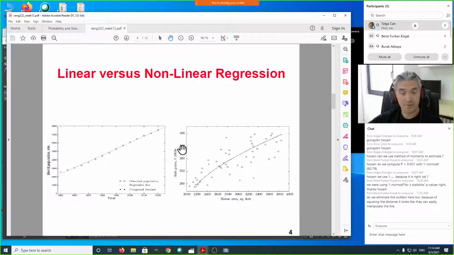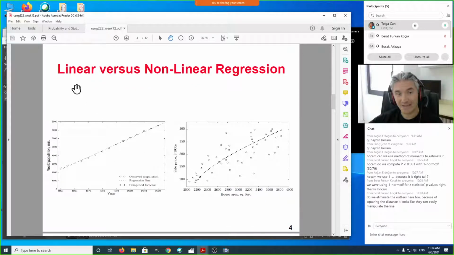Here is an example that shows the difference between linear versus nonlinear regression. In linear regression, we try to fit the data points with a line. So this example is about world population.